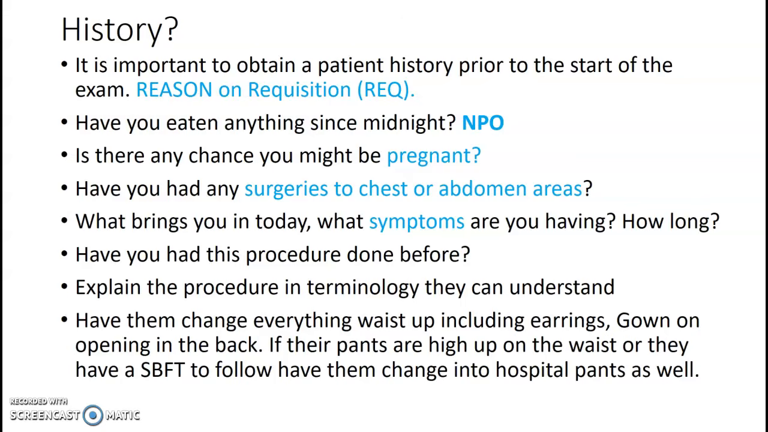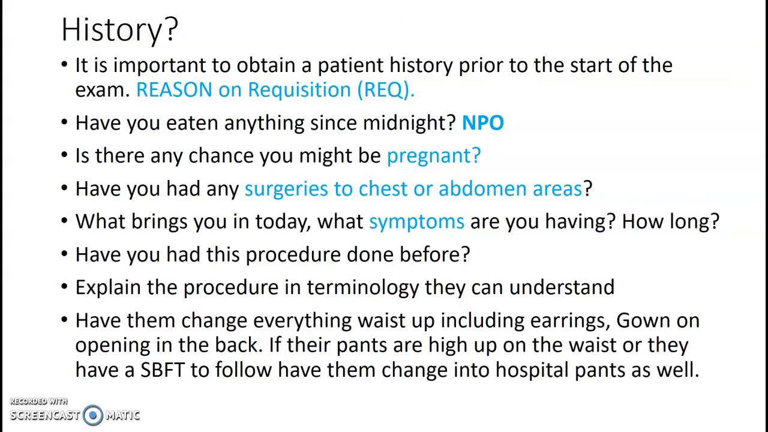Explain this procedure in terminology that they can understand, so don't use specific terms. We're going to give you some contrast to drink. We're going to stand you in these positions. We're going to take our images. It's a white contrast, but when it's hit with x-ray, it shows up black so we can see your anatomy, something like that. Have your patient changed completely waist up, including earrings, necklaces.